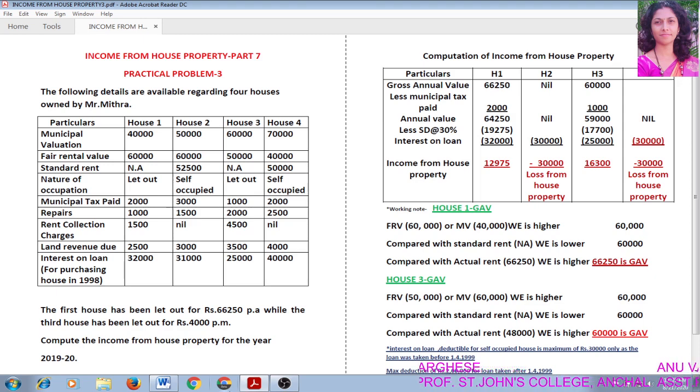My dear students, today we are going to do practical problem number 3 from the module Income from House Property. So let us read the question. The following details are available regarding 4 houses owned by Mr. Mitra.